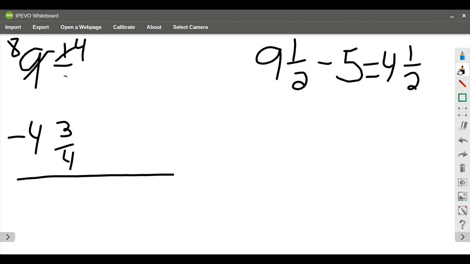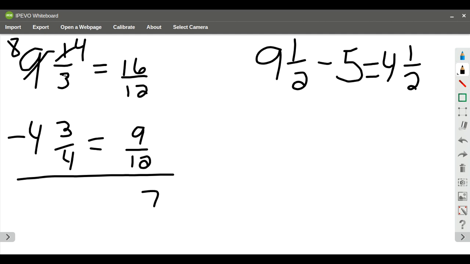Subtract 3/4. Look for a common denominator. The common denominator is going to be 12. So I have 16/12. 3/4 is equal to 9/12. 16 subtract 9 is equal to 7/12. 8 subtract 4 is equal to 4, so the answer is 4 7/12. 4 7/12 is really close to 4.5, so our answer is going to be reasonable.